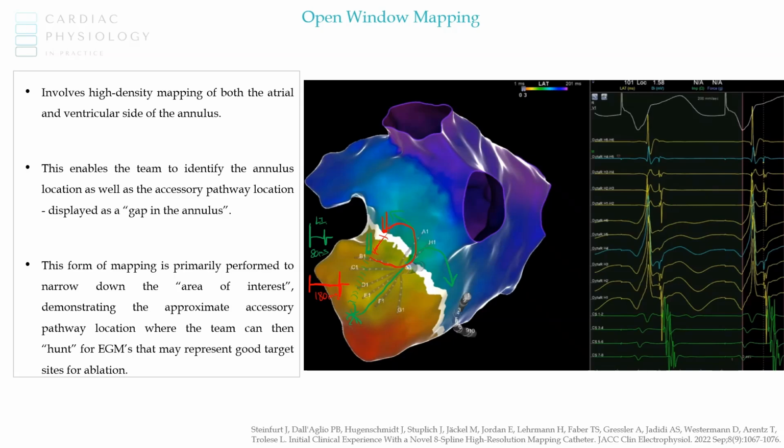And what we can infer from this is that there is not a continuous wavefront of conduction between this catheter location and this catheter location. We don't know exactly where the annulus is before we do a map like this, but these catheter locations are very close together, and there's a very marked difference in the timing of the electrograms.